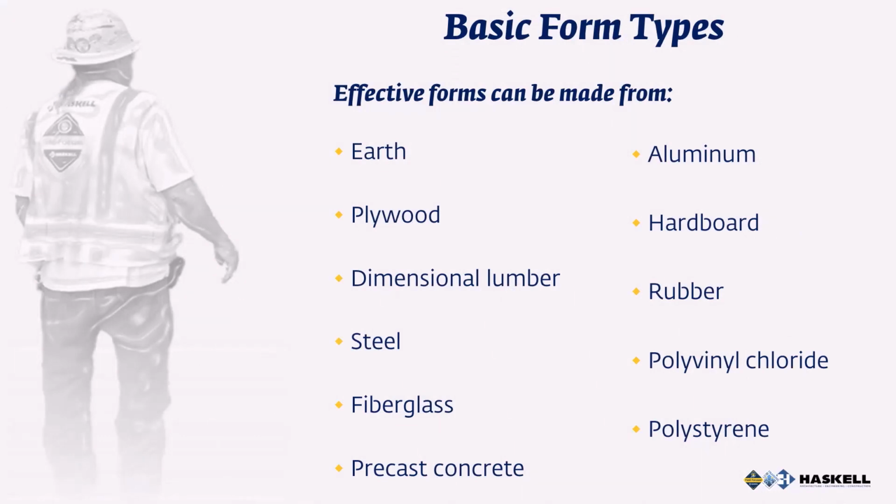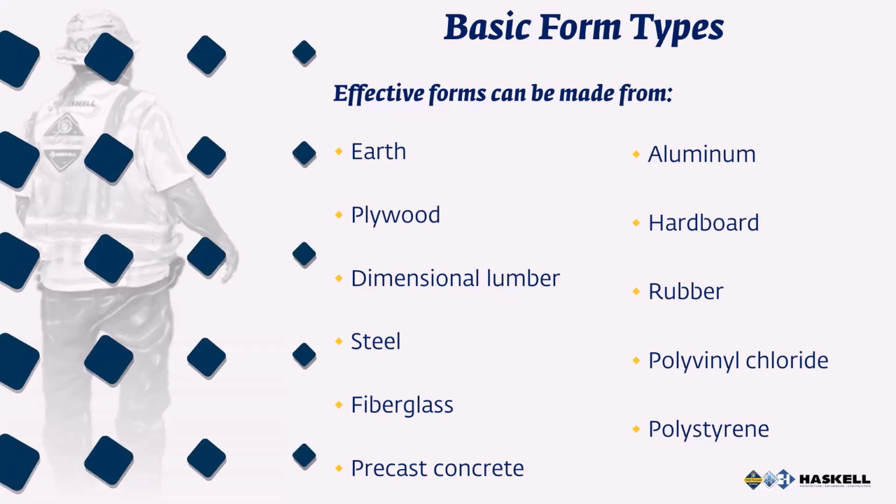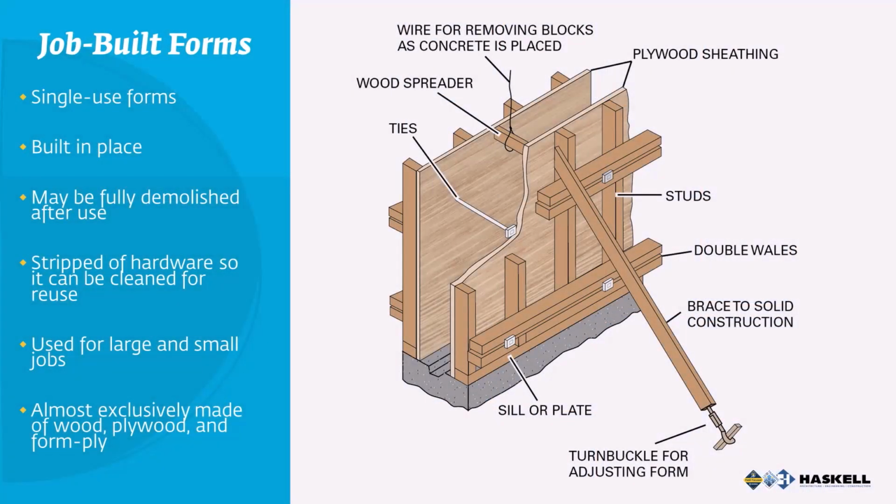Earth, plywood, dimensional lumber, and steel are the most widely used formwork materials. Fiberglass, precast concrete, aluminum, hardboard, rubber, polyvinyl chloride, and polystyrene are also used. A job-built form is depicted on this slide. Job-built single-use forms are built in place and may be fully demolished after use. However, the lumber and other materials are often stripped of hardware and cleaned for reuse.